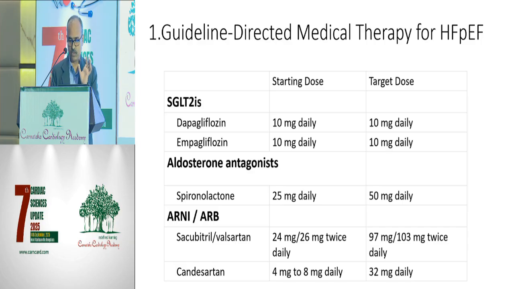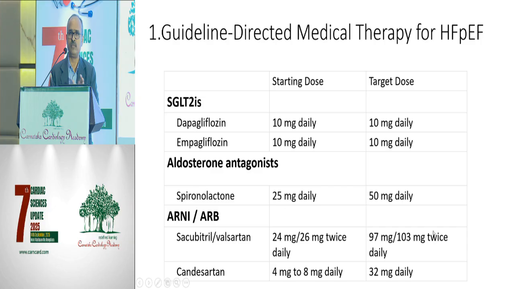So these are the ones which show improvement in signs and symptoms as well as reduce mortality. MRAs: Aldactone or spironolactone, 25 mg daily, go up to 50 mg. We already heard how to monitor the potassium and up-titrate or down-titrate accordingly.